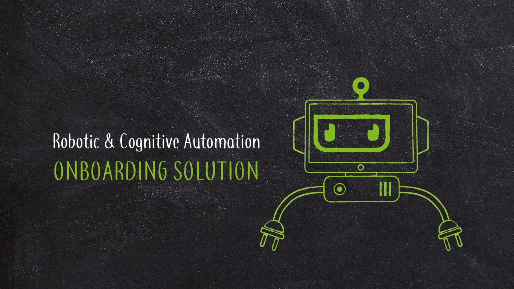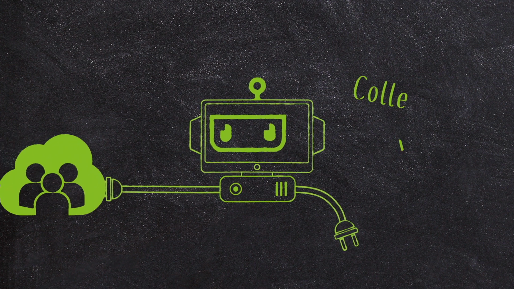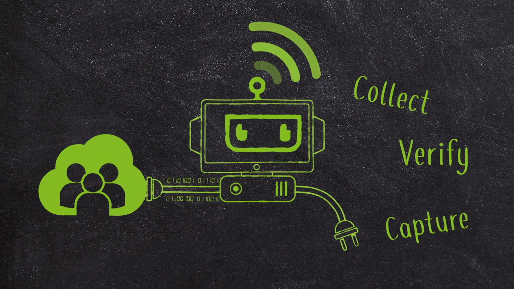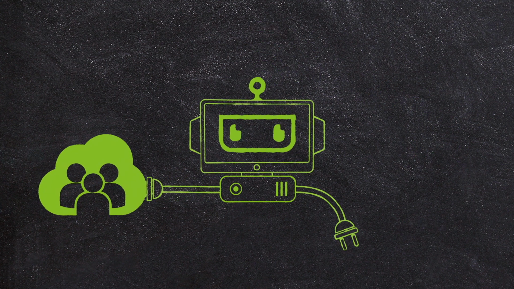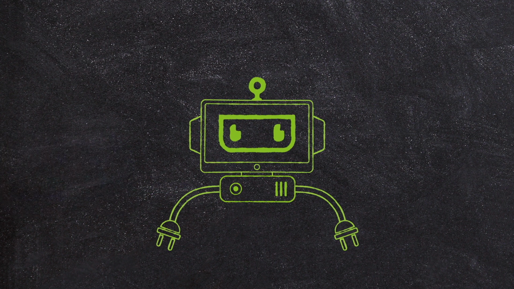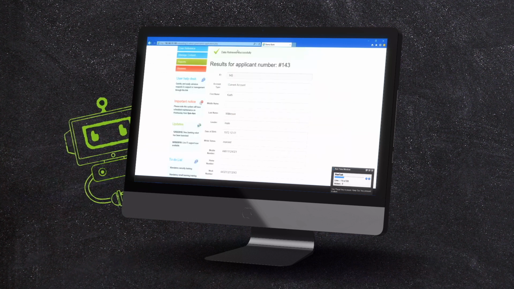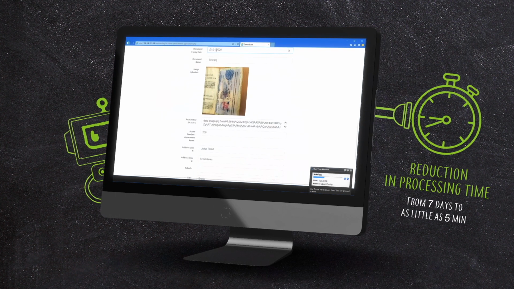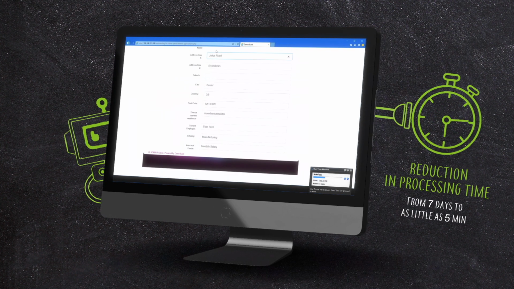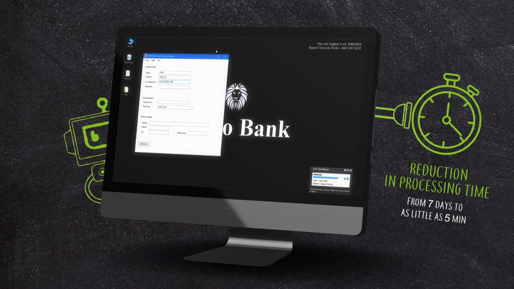Our pre-configured solution utilizes automation software and third-party data service providers to collect, verify, and capture the critical data needed for improved customer onboarding. It significantly enhances the fulfillment speed and reduces the risk of data capture errors across your banking system. To demonstrate the potential of the solution in your bank's account opening process that is proven to reduce customer onboarding time from 7 days to as little as 5 minutes, we've developed a full-scale prototype that can be deployed with any bank in less time than you might expect.